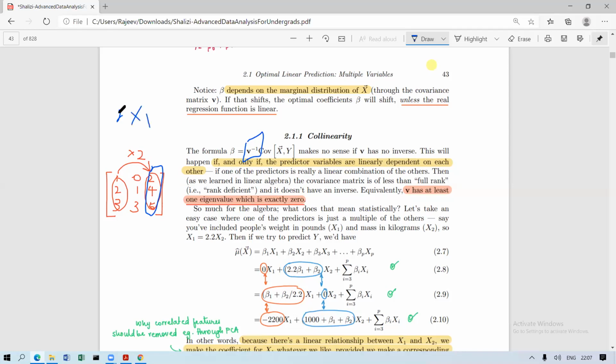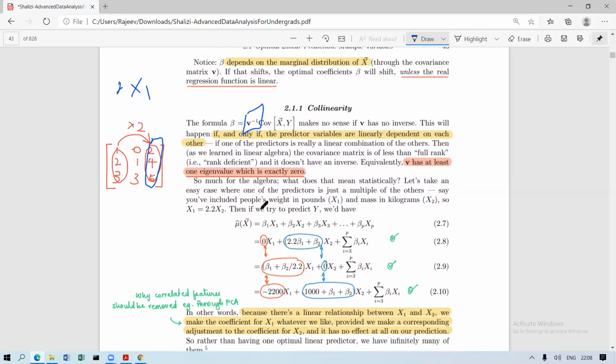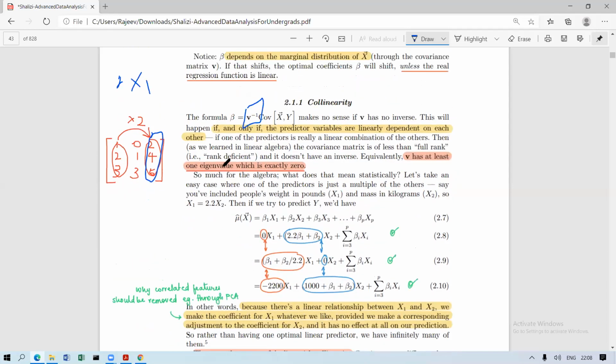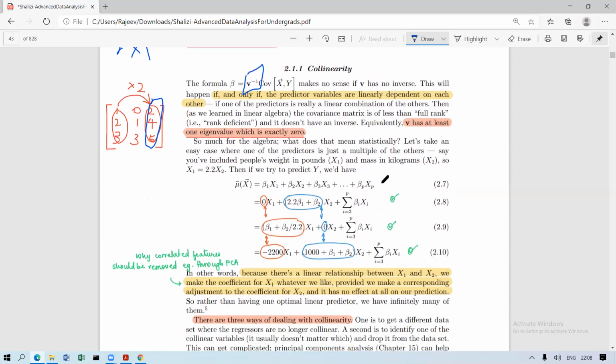So whenever there is a row or column that is a linear combination of other rows, the determinant is always 0. And that is called a rank deficient matrix. You can look it up in linear algebra. What it indicates is that this equation will then have infinite solutions.